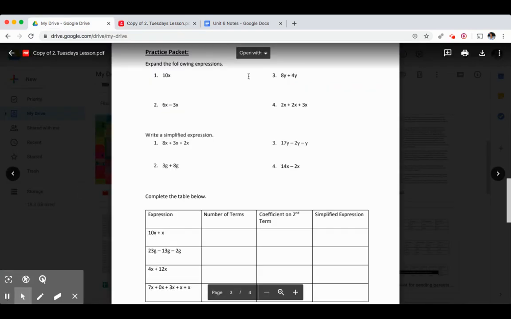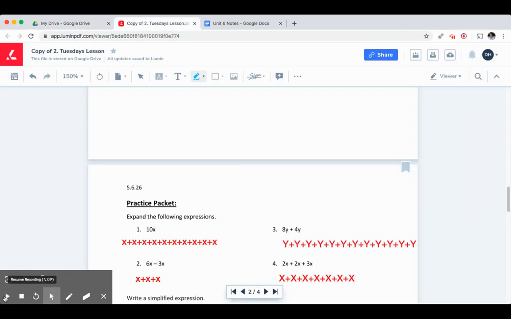Now try the practice problems and come back when you're ready to discuss. For the first 4 problems, you're going to pause the video and check your work against mine, making sure that you have the correct answers written as following using expanded notation. So go ahead and check your work for numbers 1, 2, 3, and 4.